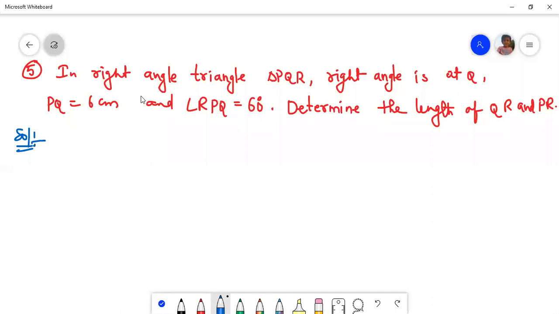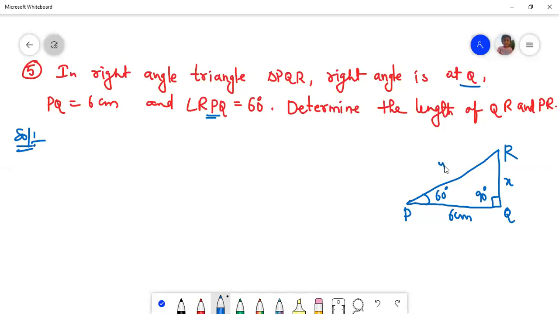The next problem is the fifth one. In right angle triangle PQR, right angle is at Q. We can draw the right angle triangle. Here, right angle at Q means this is the 90 degrees. We can write PQR. Here, PQ is 6 centimeter, angle at Q is 90 degrees. Then angle RPQ, that is nothing but the P vertex is the middle vertex. At that, the angle is 60 degrees. Determine the length of QR and PR.